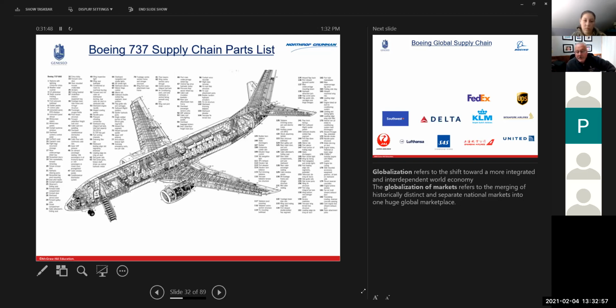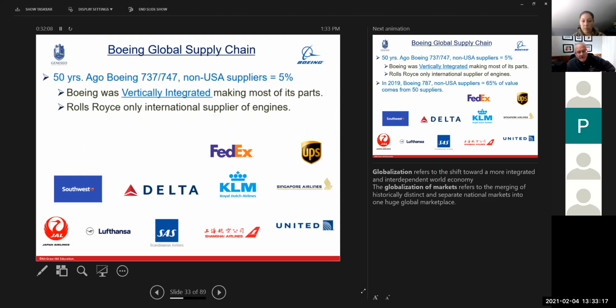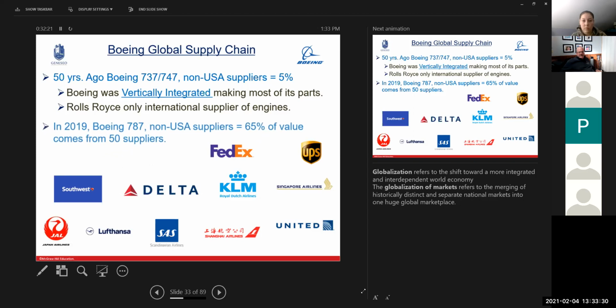Obviously, this is not intended for you to read all 184 different components here, but you get a sense, just looking at the cross-section design, of how complicated it is to obtain parts for the Boeing 737. Their suppliers, look at them. Non-US suppliers 50 years ago were 5% of their bill of material. Today, two-thirds of it comes from non-US based suppliers. It has evolved over time and is an incredibly more complex and global company.